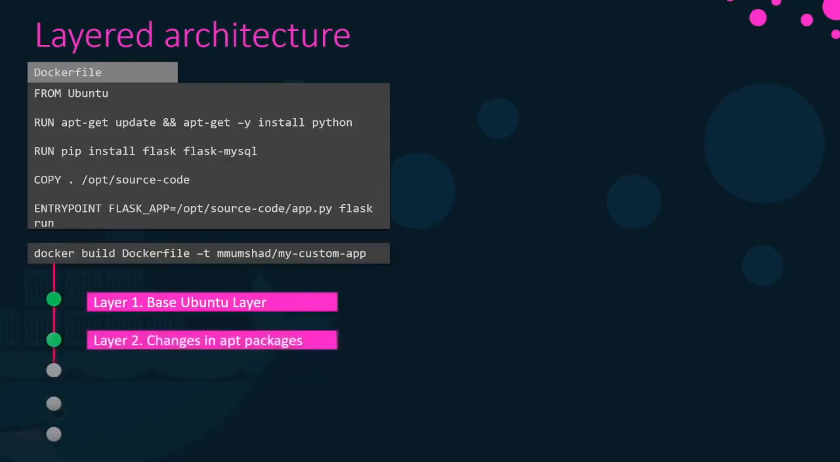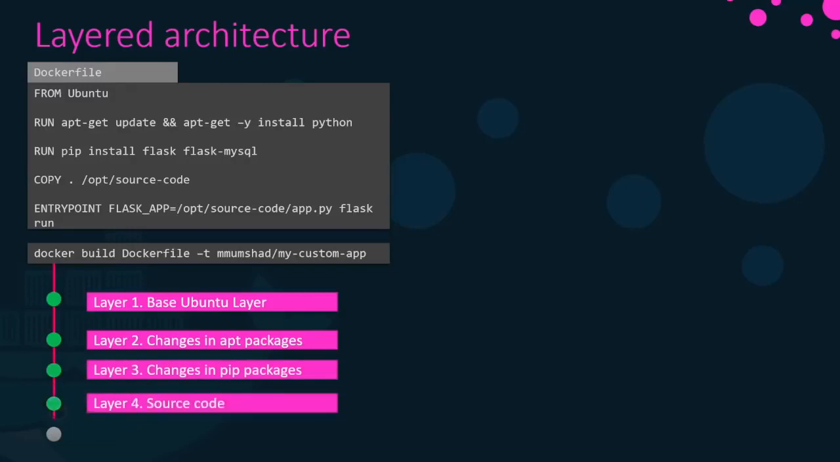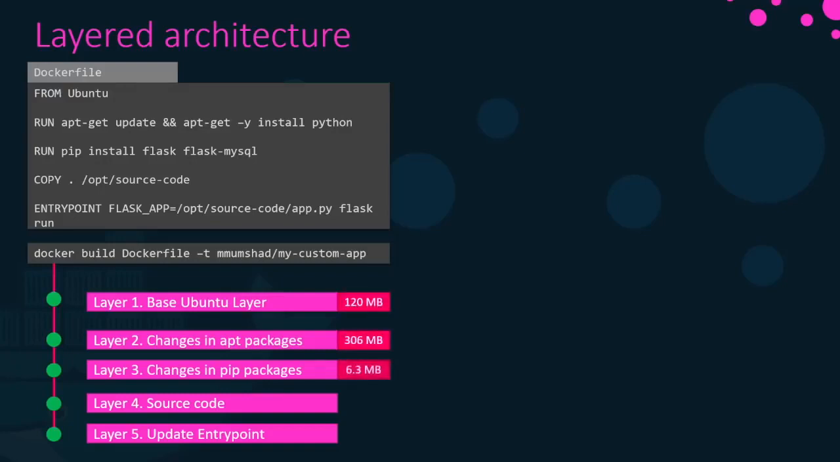For example, the first layer is a base Ubuntu operating system, followed by the second instruction that creates a second layer which installs all the apt packages, and then the third instruction creates a third layer with the Python packages, followed by the fourth layer that copies the source code over, and then finally the fifth layer that updates the entry point of the image. Since each layer only stores the changes from the previous layer, it is reflected in the size as well. If you look at the base Ubuntu image, it is around 120 megabytes in size. The apt packages that I install is around 300 MB, and then the remaining layers are small.